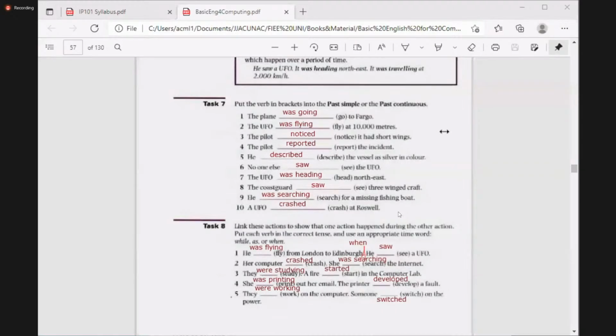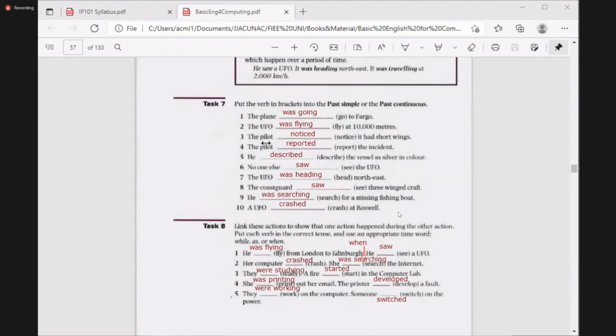Do we necessarily need to have one past continuous and one simple past? No. I can have both situations in simple past. For example, number 3, 4, and 5. The pilot noticed that this flying object had short wings. He reported the incident and he described it as silver in color. We are using simple past in both cases. Why? Because there is one action that starts, finishes, another action continues, finishes, and another action continues. When we have a report of actions, we have to use the simple past tense.